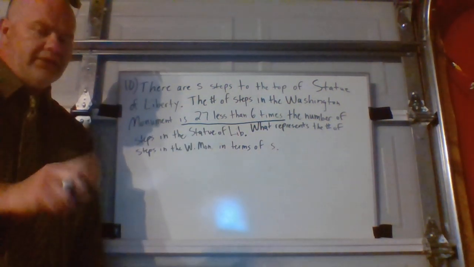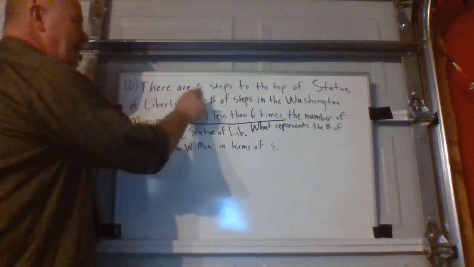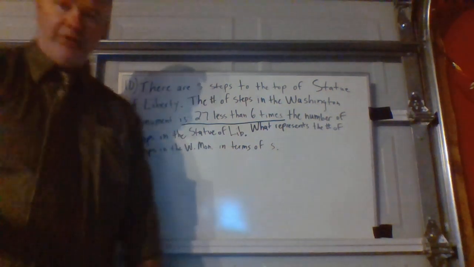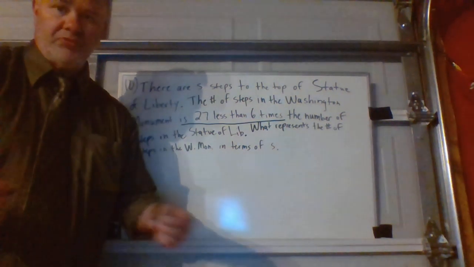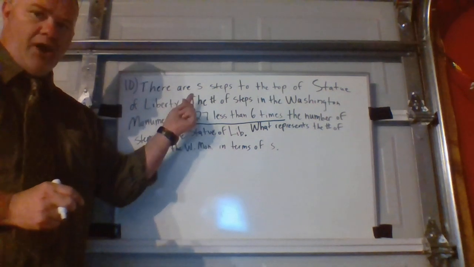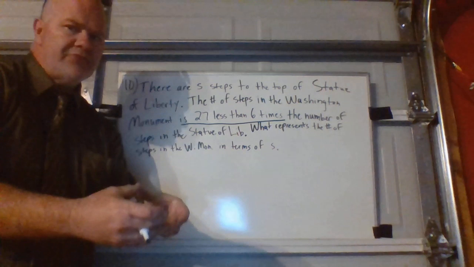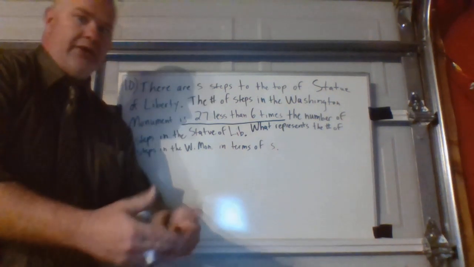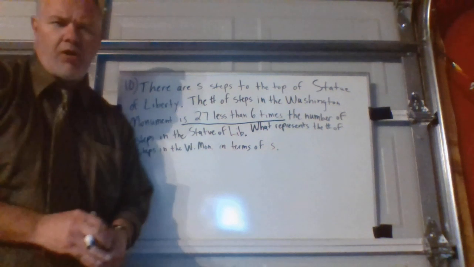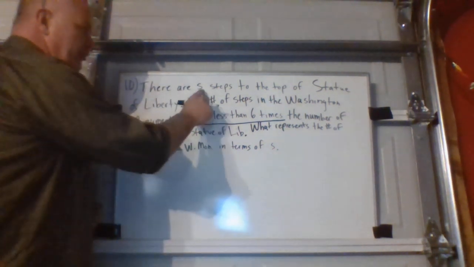As you can see, in the beginning, they said there are S steps to the top of the Statue of Liberty. S steps. Basically, they're saying this is unknown. S is just our question mark here. We're going to take that question mark and do something with it to get an idea of how many steps there are in the Washington Monument. So we're not using a question mark here, but we are using S.